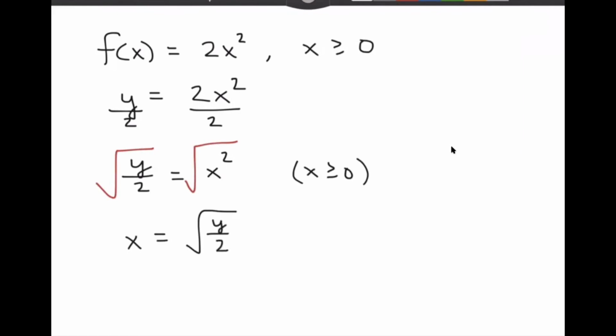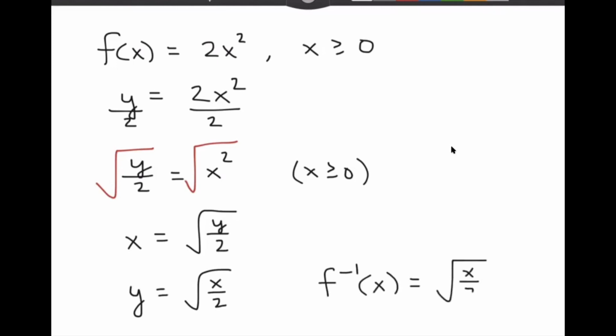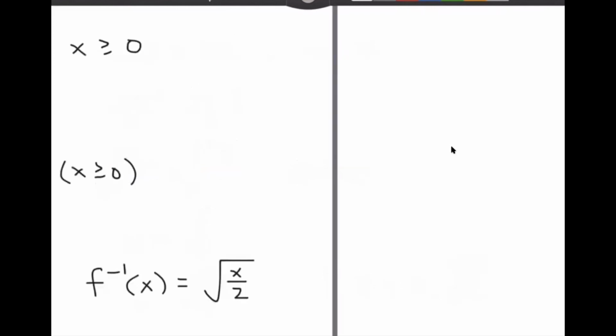All right, so now we'll switch x and y. We get y equals the square root of x over 2, which means f inverse of x is the square root of x over 2. All right. And then I think they wanted to know what is the derivative of f at x equals 5.